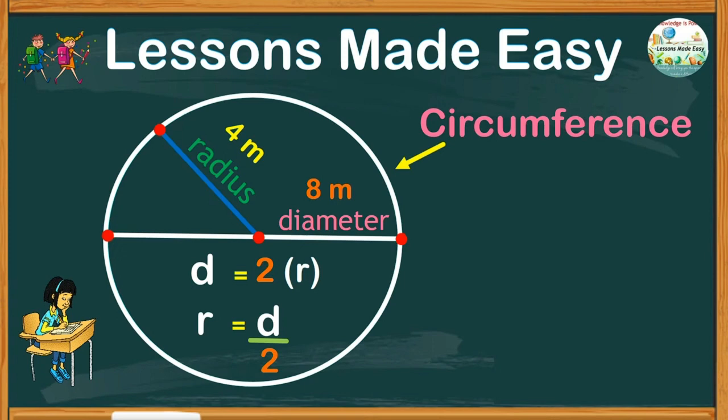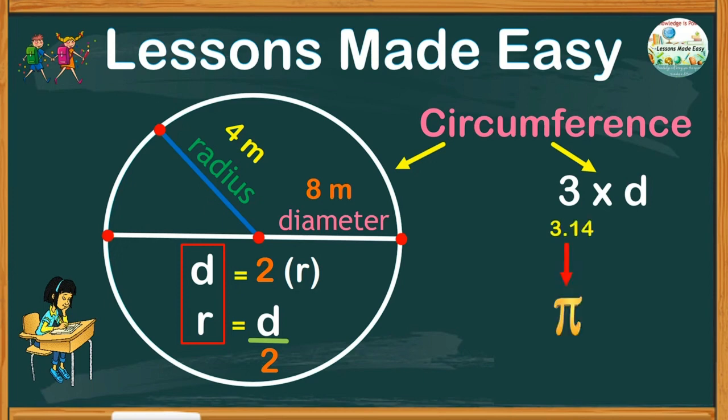To calculate the circumference, we must at least have the measurement of either the radius or the diameter. Although we can estimate the circumference, it is approximately 3 times the diameter. This is just an estimation, but if we measure it very carefully, you'll find it's about 3.14, which is represented by the Greek symbol pi.